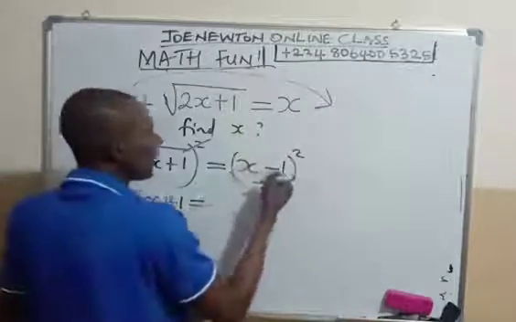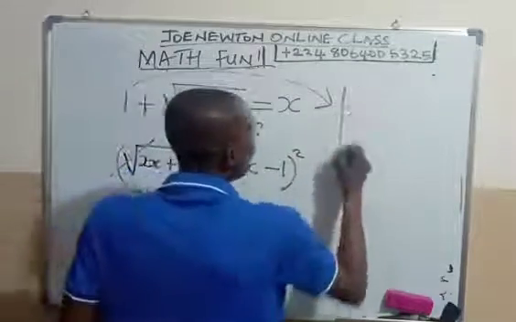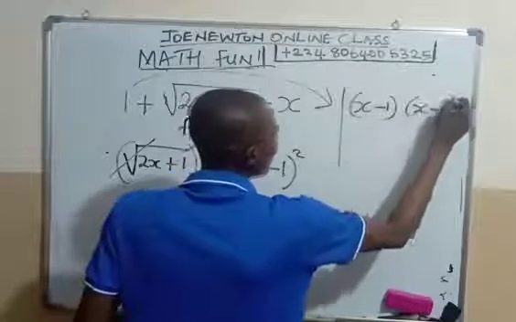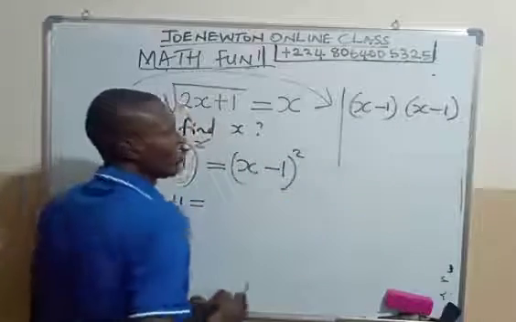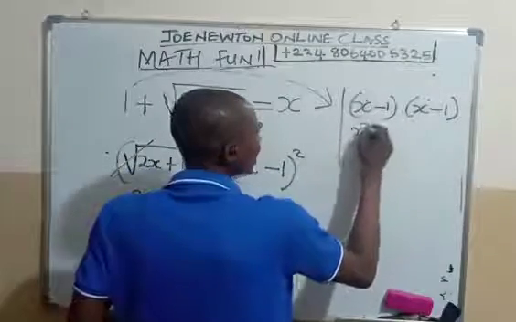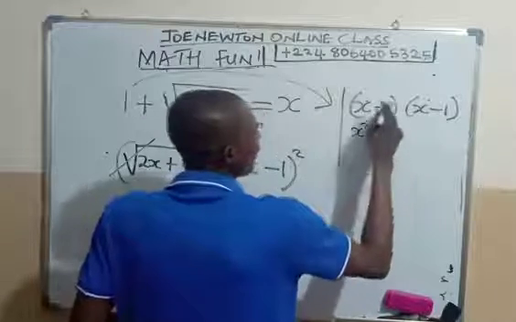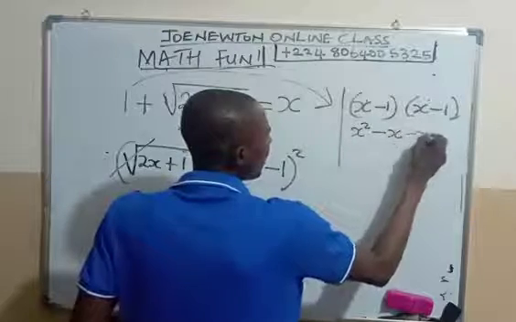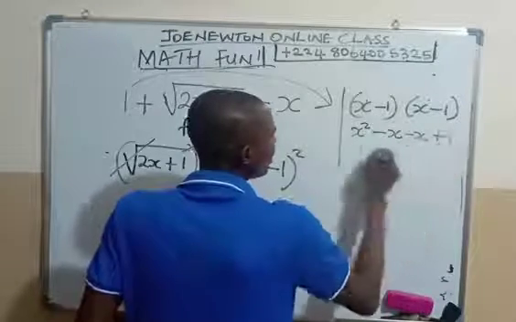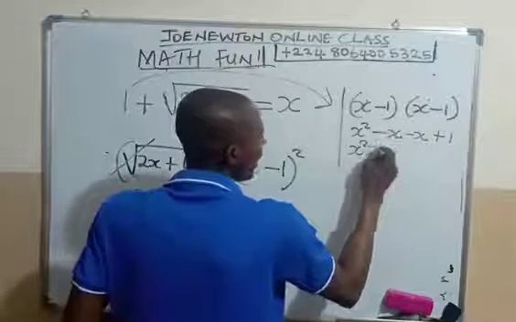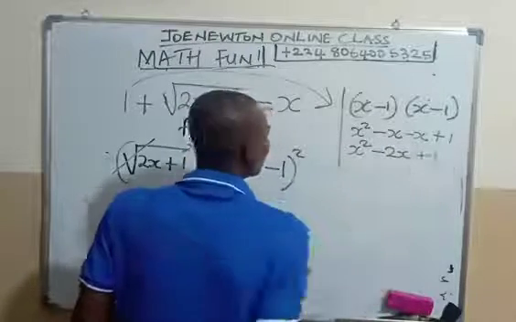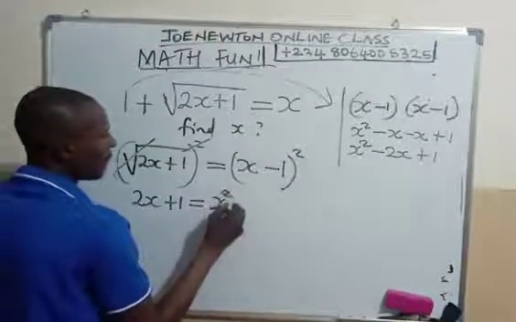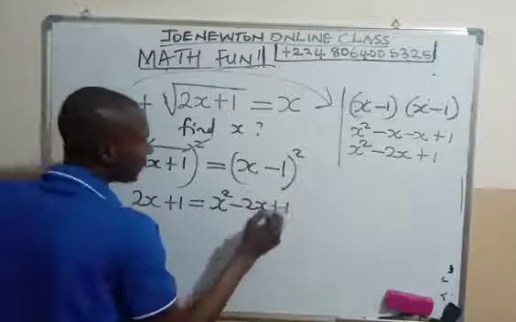When we expand x minus 1 squared, you have x minus 1 into x minus 1. That's what you have here. At this point, x times x is x squared, x times minus 1 is minus x. Then minus times x is minus x, minus times minus is plus 1, leaving us with x squared minus 2x plus 1.